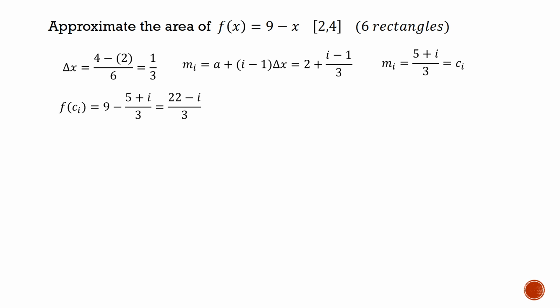So I have the height of the rectangle. I have the width of the rectangle. Now I need to add up all those rectangles. But more specifically, it's not from 1 to n, it's from 1 to 6 because I'm using 6 rectangles.